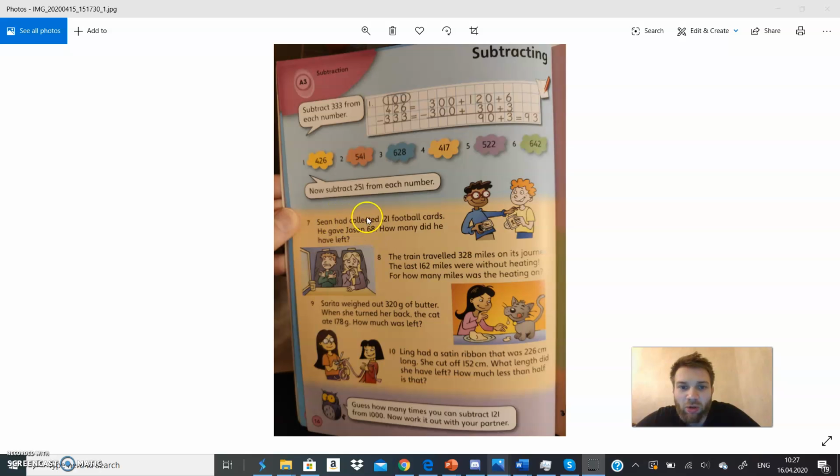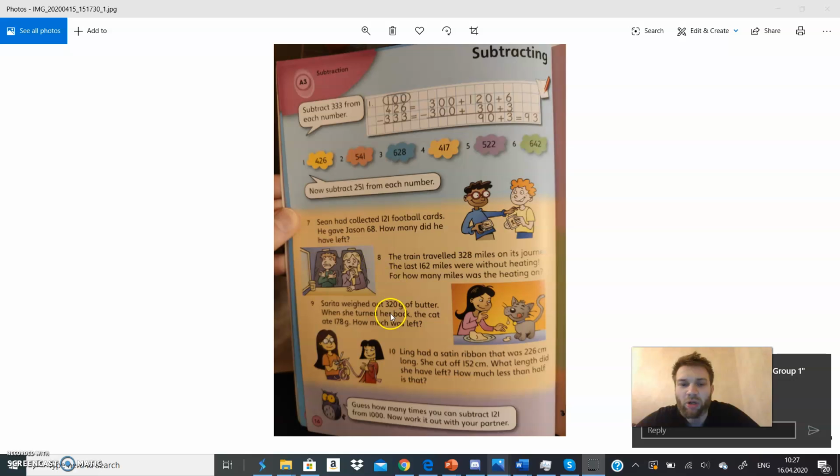Then you need to read the word problems. And it's not too difficult. You've just got to pick out the numbers, make sure that you're doing the right calculation, taking away the small number from the bigger one, and I don't think you'll have too many problems.